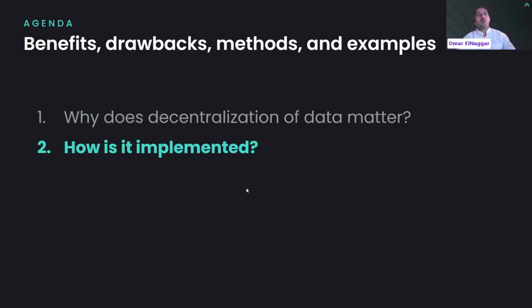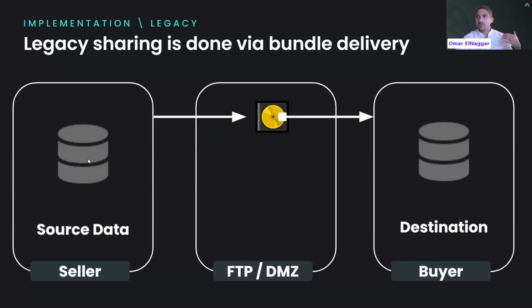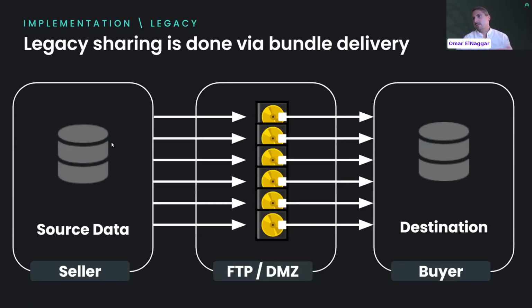Now, how are people actually achieving these interesting properties of decentralization? Well, let's start with how things were done in the past. Let's say that I have some data that I'm trying to sell to you, the buyer. Most likely, I'm going to put that data onto an FTP server or in some demilitarized zone. Then I can put as much data as I want over there, and you can pull it from that location that you have access to. That's okay, but, again, we have none of those interesting trust properties that I mentioned earlier from decentralization.